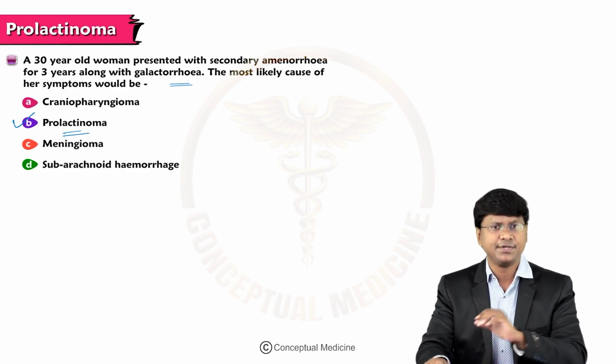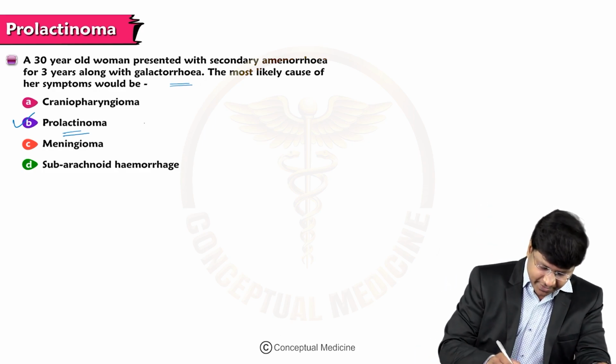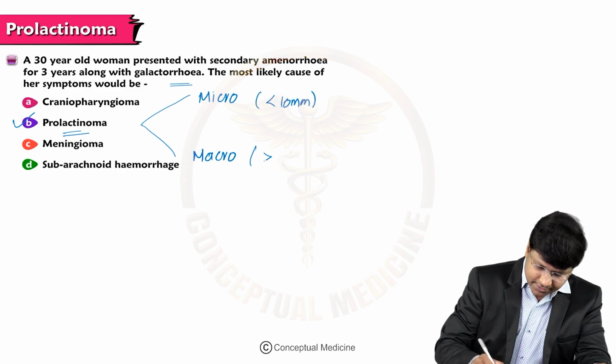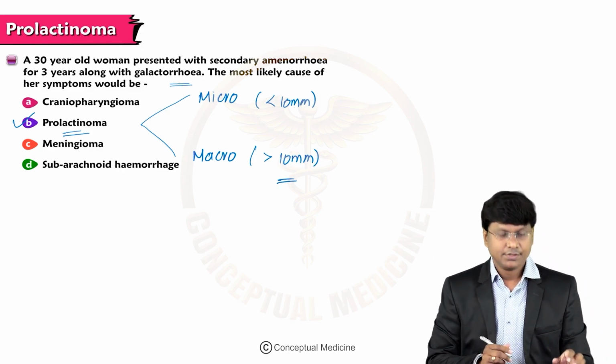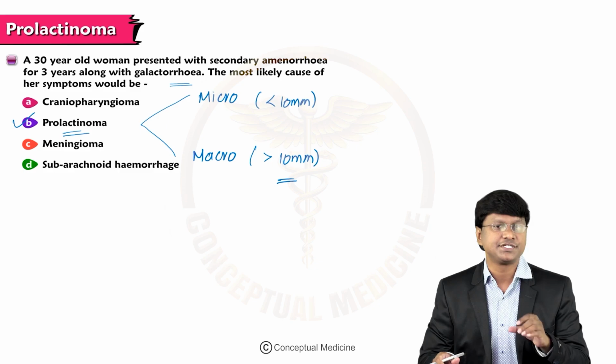As I have already said, depending upon the size of the tumor, we classify prolactinomas into microadenoma as well as macroadenoma. In microadenoma, the size of the tumor is less than 10 mm. In macroadenoma, the size of the tumor is more than 10 mm. Now, let me discuss the clinical features in prolactinoma.